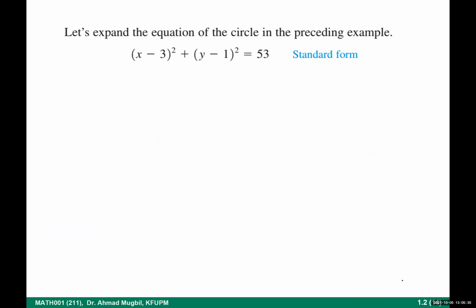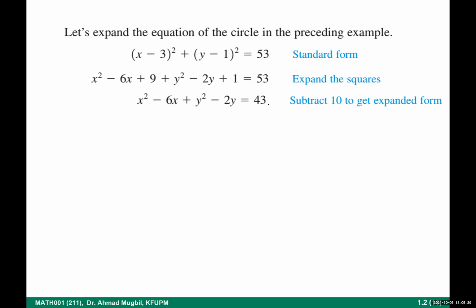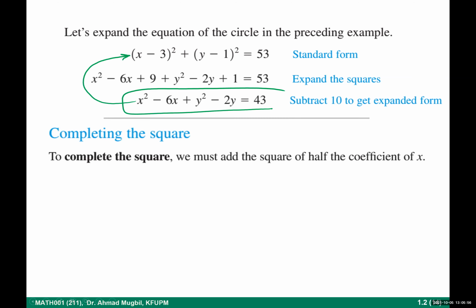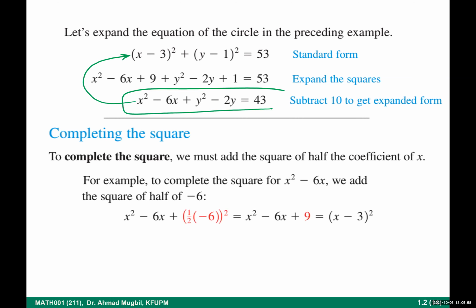If you expand the standard form, you will get what is called the general form. In the general form, you cannot know what the center or the radius is immediately or clearly. So you need to write it in the standard form. How do you go from the general form to the standard form? You need to complete the square. To complete the square, it means you should have a perfect square.